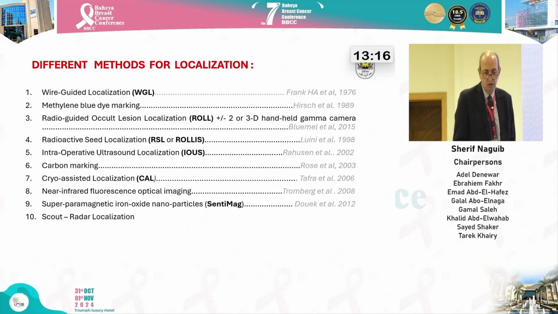Different methods have been suggested for localization. The most popular, and the oldest of all, is the wire-guided localization, which was first introduced in 1976 by Frank et al. Others include methylene blue, radio-guided occult lesion localization, radioactive seed localization, intraoperative ultrasound, carbon marking, superparamagnetic iron oxide or Sentimag, and finally, the most recent, the Scout radar localization, which I'm going to present today.